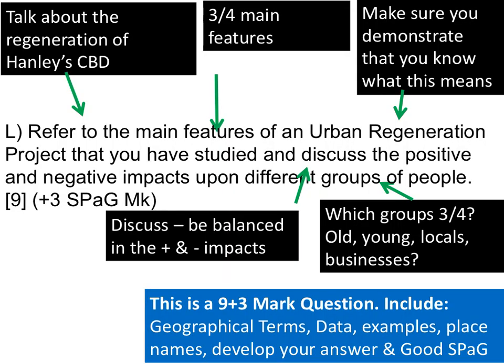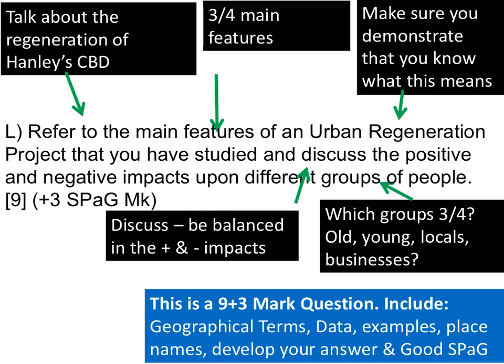Here we've got the next question about regeneration projects, which is: refer to the main features of an urban regeneration project that you have studied and discuss the positive and negative impacts for different groups of people. So, the regeneration project, we're talking about Hanley CBD. The main features, it says at the top there 3 or 4. To be honest, I would rather 2 or 3, but explained really well. Make sure you know what urban regeneration means. You don't need to define it, but weave it into your answer somewhere.